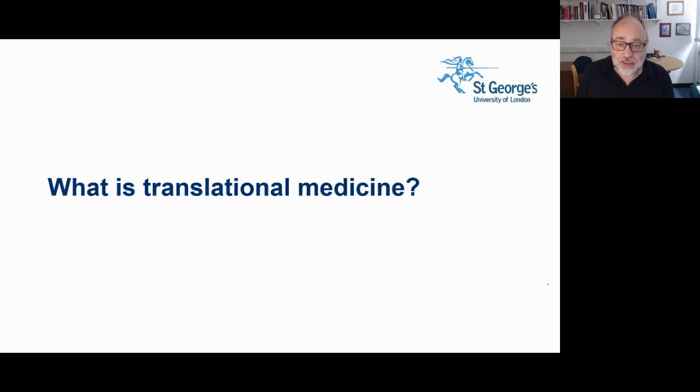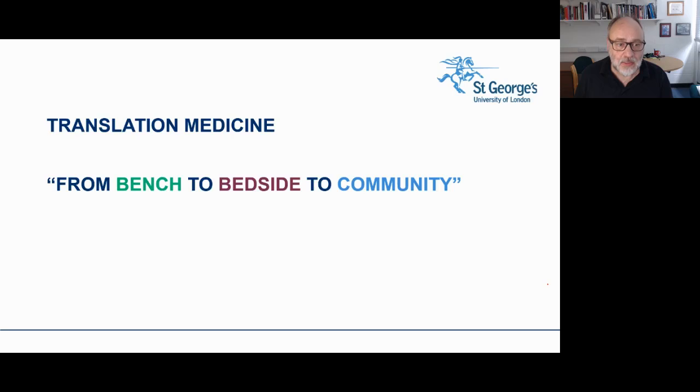So what is translational medicine? As I said, the course used to be called MSc Translational Medicine, and the contents haven't really changed, but that's the key buzzword that the entire course is based on. It's often transcribed with this phrase, from bench to bedside to community.